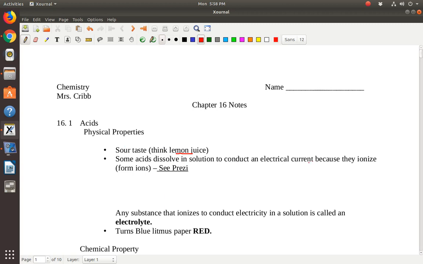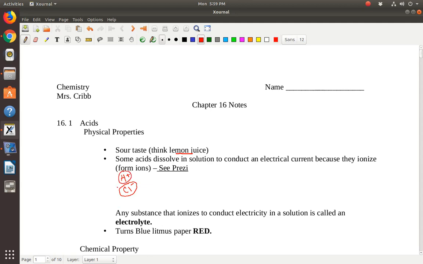Some of them do, because they ionize. When they ionize just means form ions. So something like hydrogen with a +1, that's the ion, or chlorine with a -1, that's the ion. It has a charge. So this whole thing has a charge. That's the chlorine ion. That whole thing is the hydrogen ion.